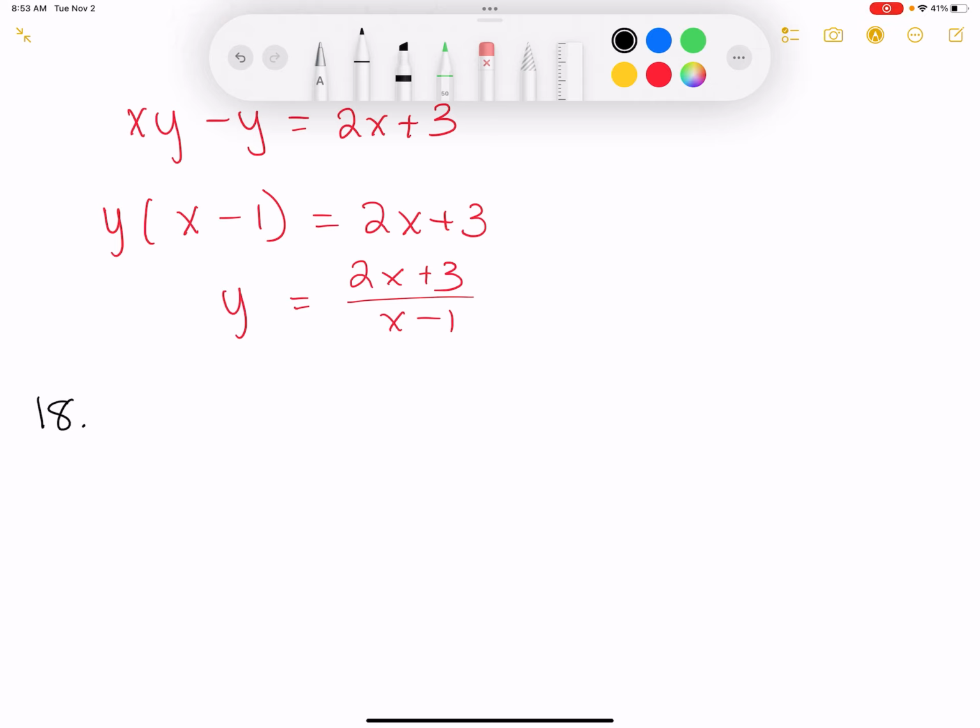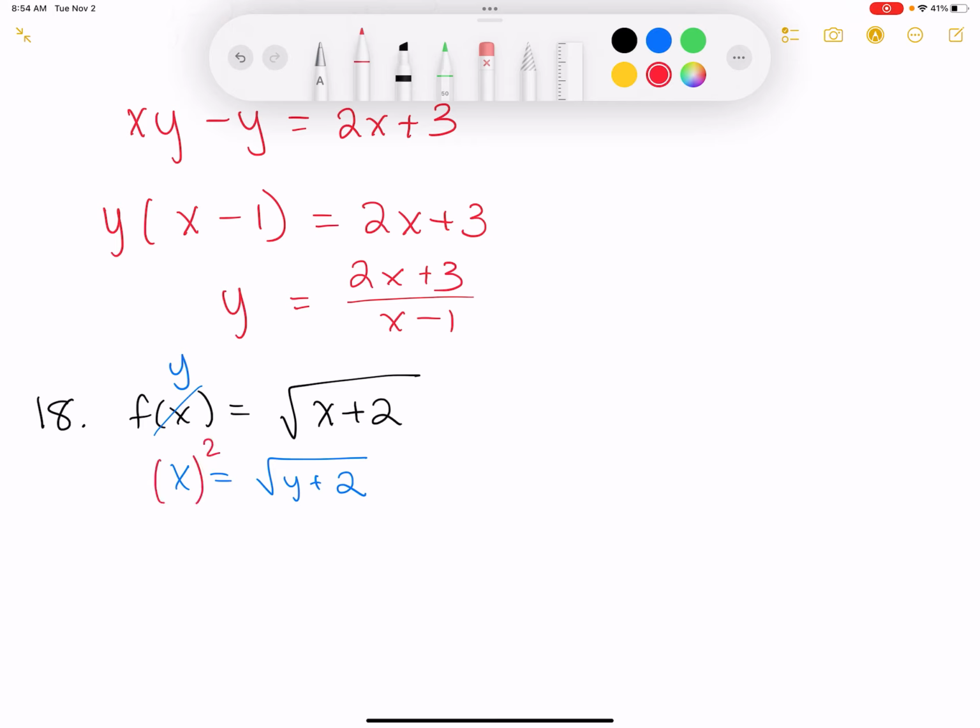All right, 18: f of x is equal to the square root of x plus 2. Again, this is y. Swap x and y, so x is equal to the square root of y plus 2. I need to get y by itself. I have a square root being done to it, so I'm going to square it to get rid of it. So I'm squaring both sides.